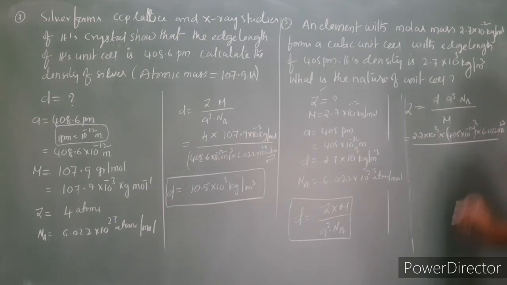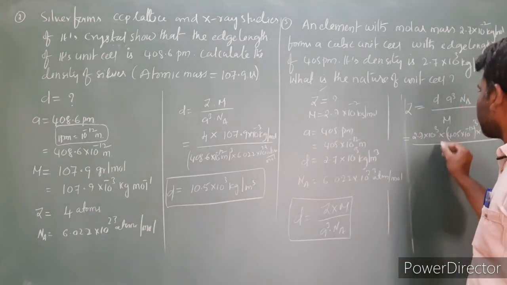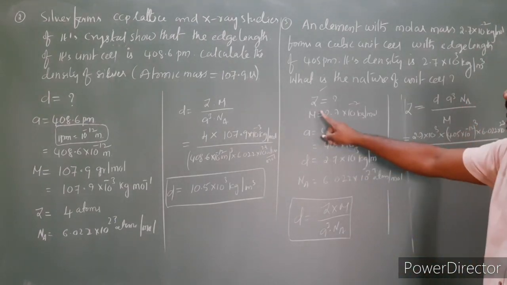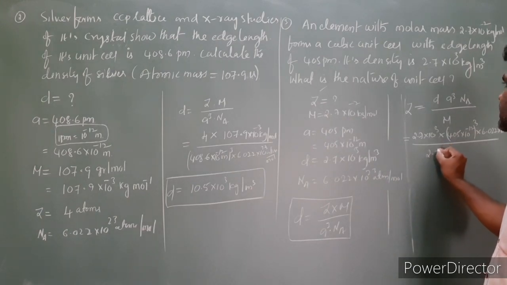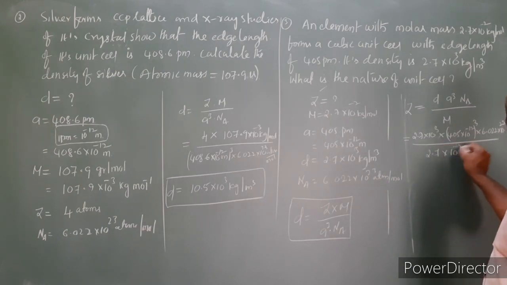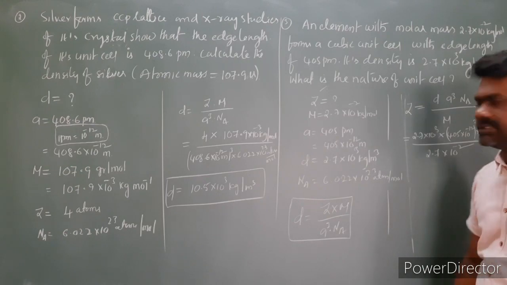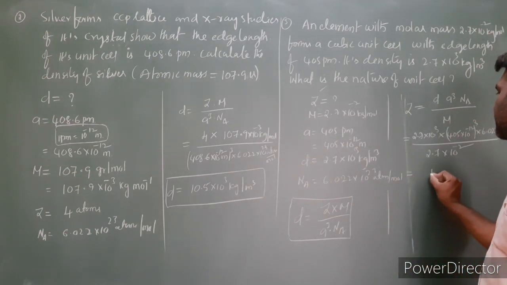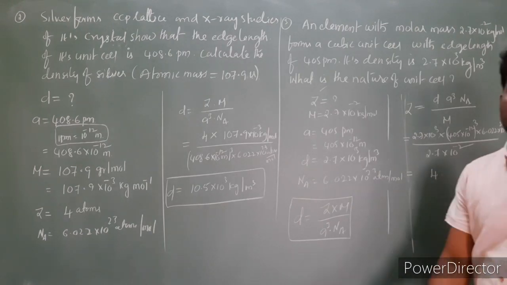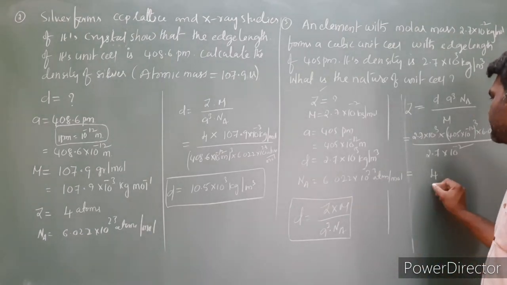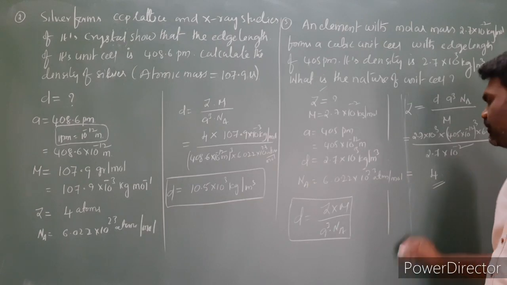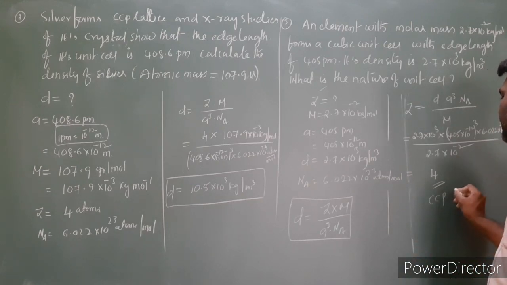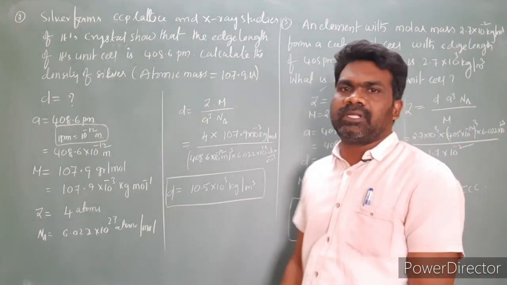Divided by M. M is equal to how much is given? 2.7 into 10 power minus 2, isn't it? Upon simplification of this equation, we will get Z approximately equal to 4. So Z is equal to 4, in the sense the unit cell is CCP, or you can take it as FCC. So this is the problem number 3.